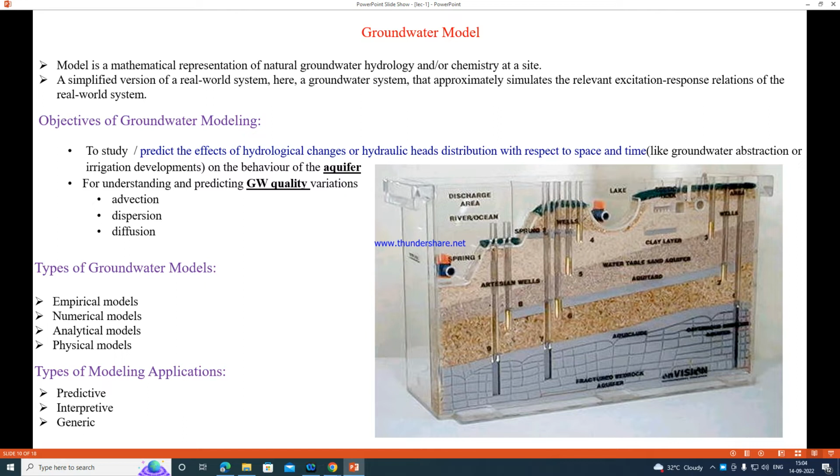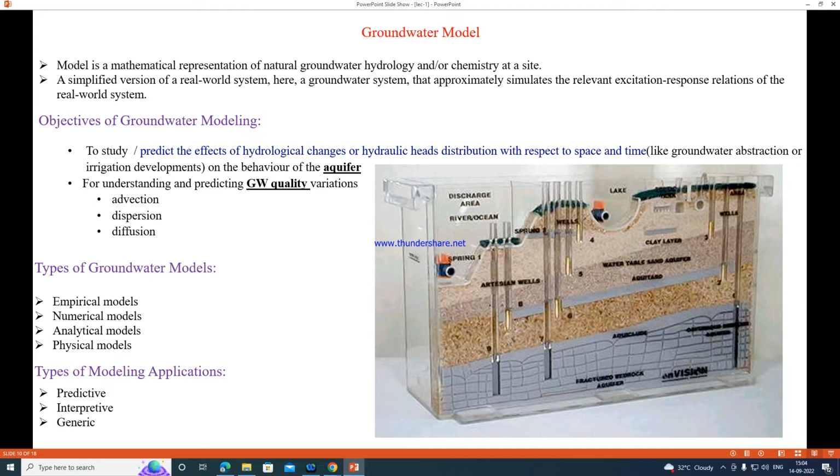What are the objectives of groundwater modeling? To study or predict the effect of the changes of the hydraulic head with respect to space and with respect to time. We will be using the groundwater for pumping, for domestic, industrial, and agricultural purposes, mainly in India. So some balance is required between supply and demand, so we need to study the effect of the hydraulic head inside the aquifer. Hydraulic head is for the confined aquifer, and water table head is for the unconfined aquifers.